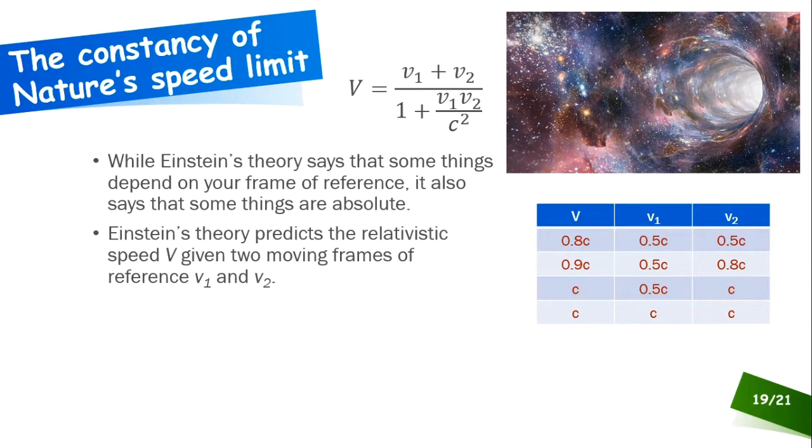So if both our frames of reference are moving at half the speed of light, then relative to each other, they're going to see each other moving at 80% of the speed of light. If one of those frames of reference then ups its speed to 80% of the speed of light, now both of those frames of reference will see each other moving at 90% of the speed of light. But if either one or both of those frames of reference are moving at the speed of light, then the rate at which those frames of reference will see each other moving is the speed of light. The speed of light is nature's speed limit.